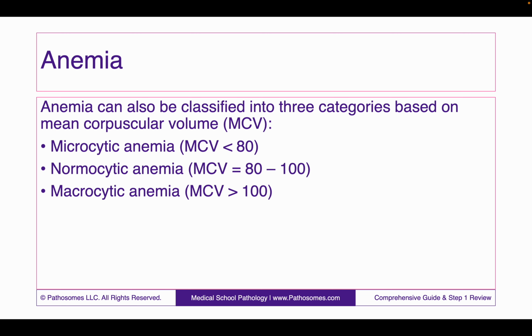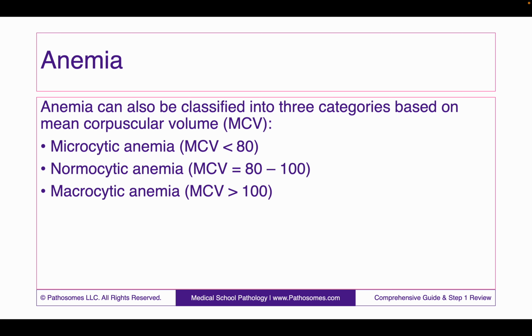This is a very important slide. Remember 80 to 100, okay? Because anemia can be classified into 3 basic categories. If you know the cutoffs, you'll be great for life. It's always going to come up. Those categories are based on the mean corpuscular volume, the MCV.